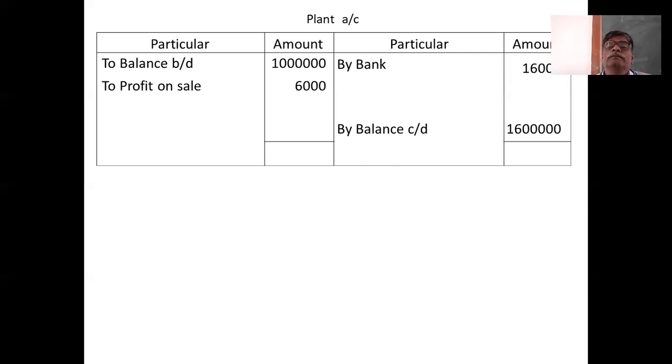6,000 profit, take it. Thereafter you take the depreciation 1 lakh. This year you charged depreciation of 1 lakh rupees.